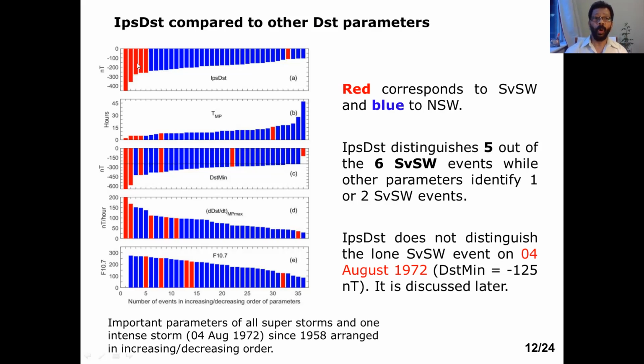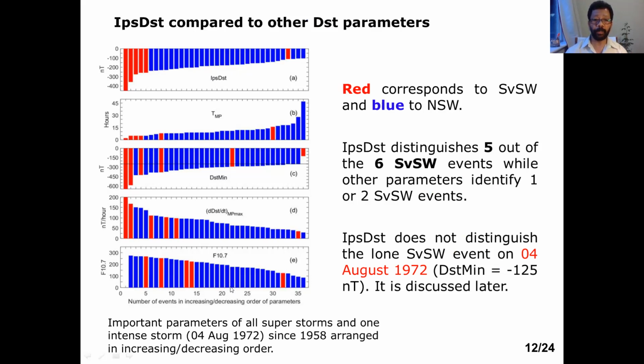Then in this figure, the red histograms correspond to severe space weather events and blue histograms correspond to normal space weather events. Then we arrange the parameters in their increasing or decreasing orders. Now comparing the 5 blocks, 5 panels, you can see that in terms of the new parameter IPS-DST, 5 of the severe space weather events have larger IPS-DST than the remaining blue histograms, or the normal space weather events, except this lone severe space weather event, which is a puzzle.